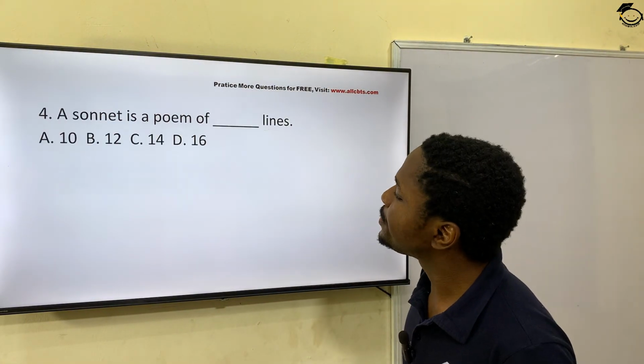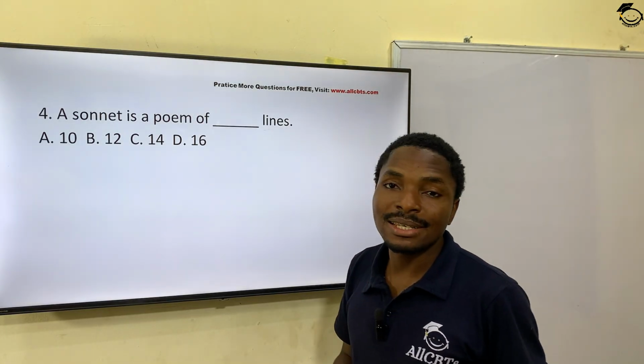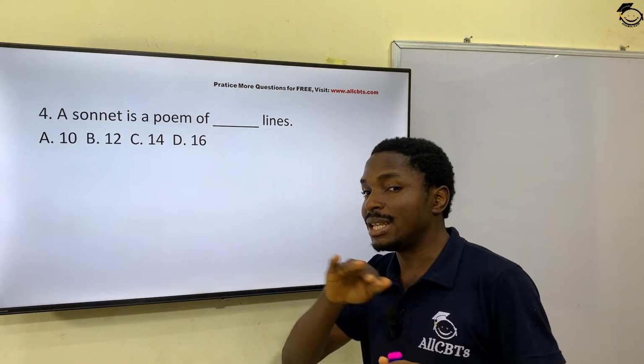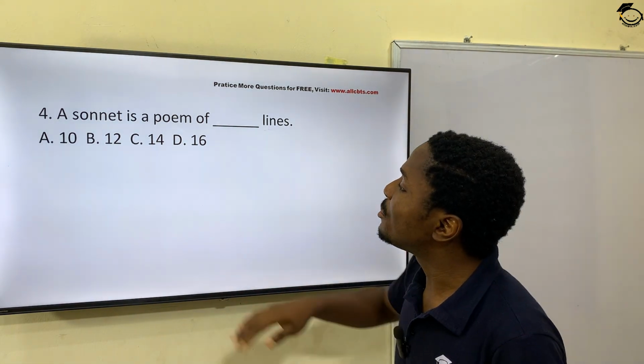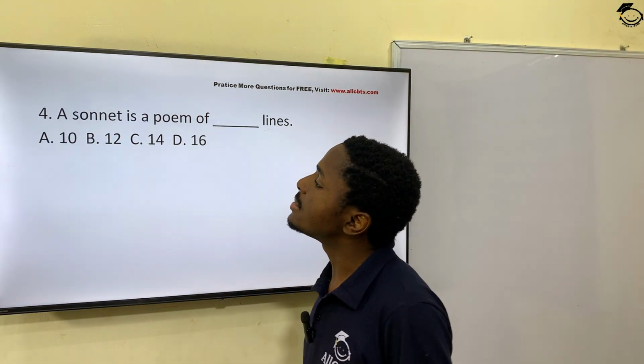Then question 4. A sonnet is a poem of how many lines? How many lines are in a sonnet? 14 lines. So a sonnet is a poem of 14 lines. These are straight questions and straight answers.